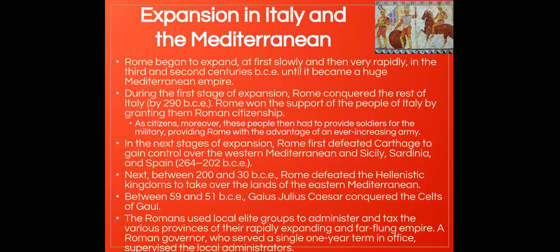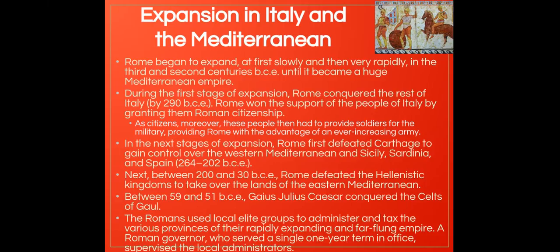And this is where you have the Punic Wars kicking in. During the first stage of expansion, Rome was able to conquer the rest of Italy by 290 BCE, and they won the support of the people of Italy by granting them Roman citizenship. And that's a pretty important thing, especially later on when the Roman Empire is expanding and becomes incredibly powerful. You want that Roman citizenship. As citizens, these people had to provide soldiers for the military, which provided Rome with a very large army.